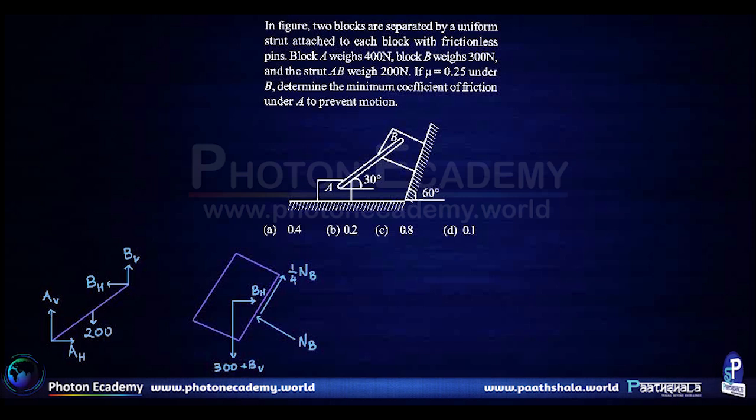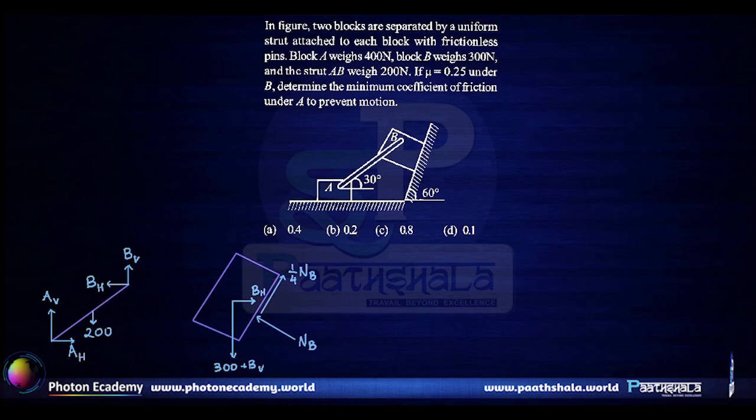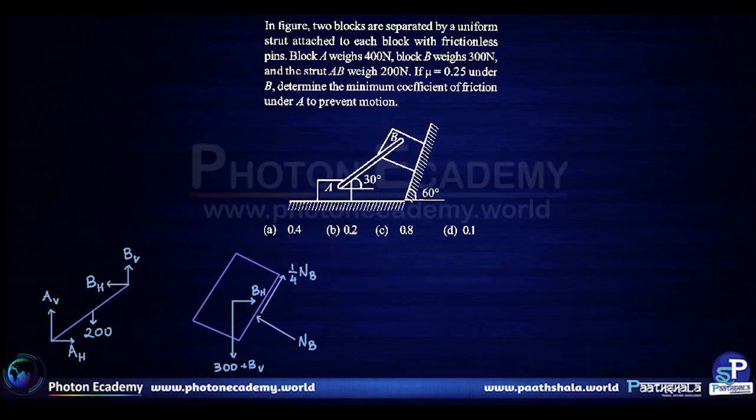So we have the strut in the left side diagram over here, and AV and AH are the forces acting on it from block A in the vertical and horizontal direction, and similarly BH and BV are the forces acting on the strut from block B in the horizontal and vertical direction respectively. We have 200 newtons acting on the center of mass, which is the weight of the strut.